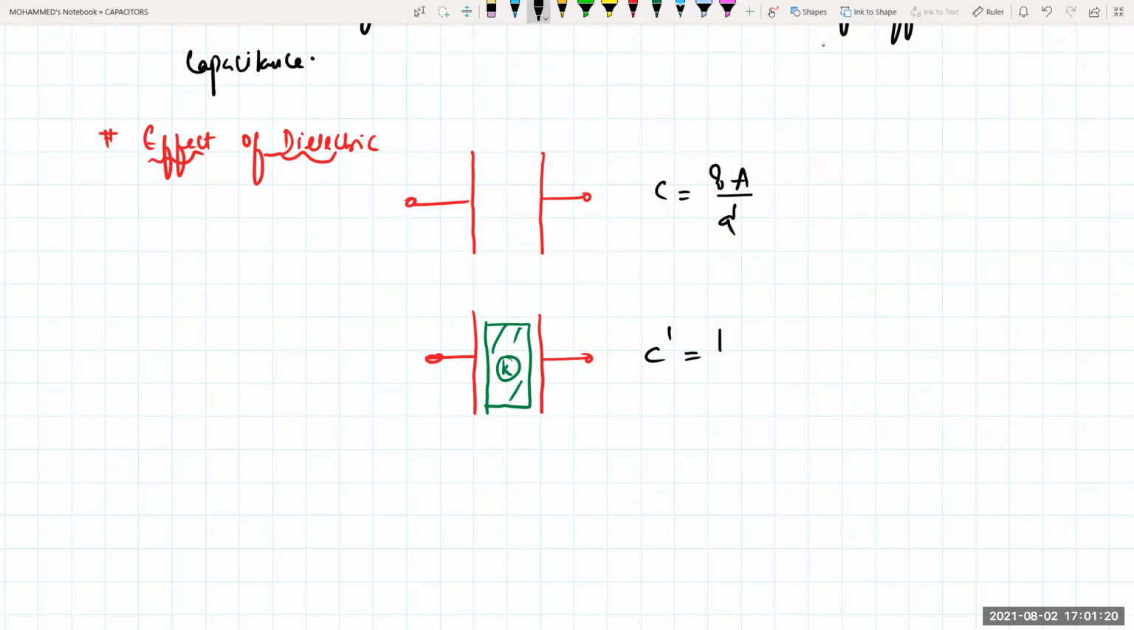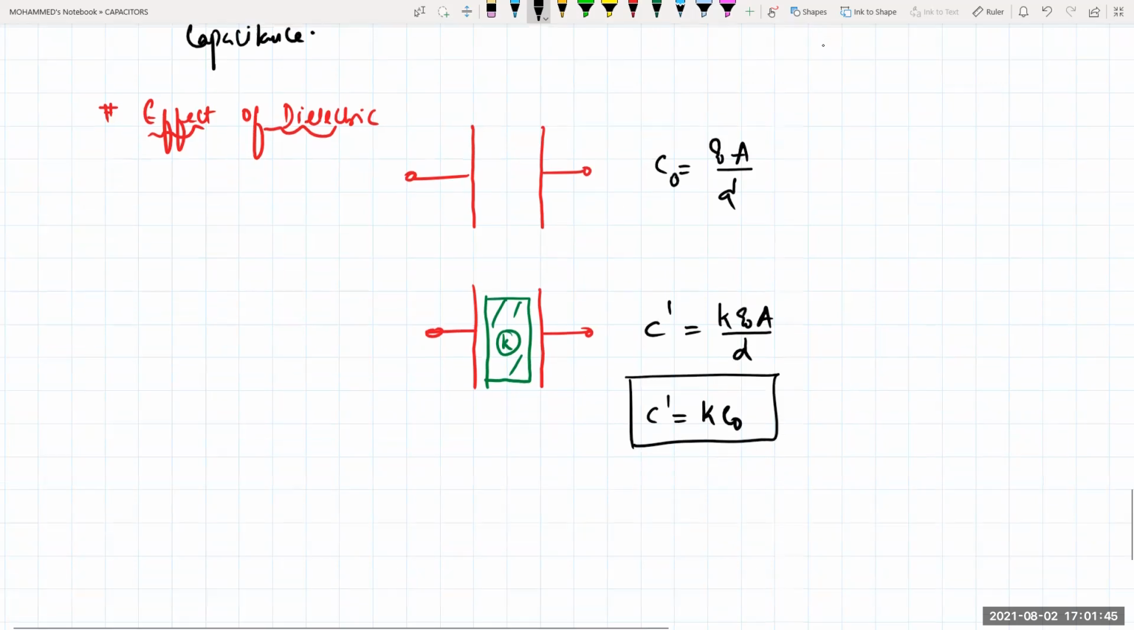So C dash will become K times epsilon naught into A divided by D. That means C dash will become K times C naught, the C naught in the air. So whenever a dielectric is inserted, the effective capacitance increases by how many times, beta? K times. Is it clear?